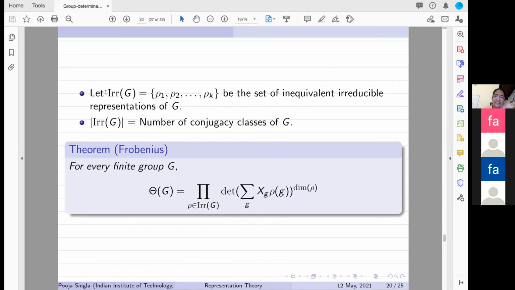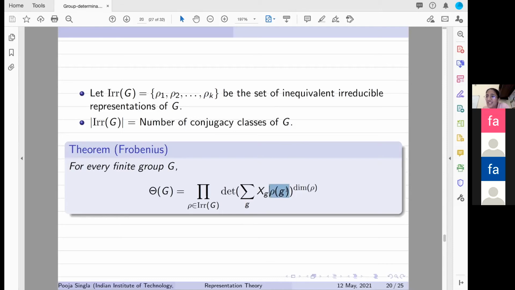He proved that if I take the set of all inequivalent irreducible representations of G, it turns out that this is a finite set. So given G finite, the set of all inequivalent irreducible representations of G is a finite set. Let's say it is rho 1, rho 2, up to rho k. Then what he proved is that the group determinant of G is the product over all irreducible representations of G of the determinant of the summation of x_g rho(g).